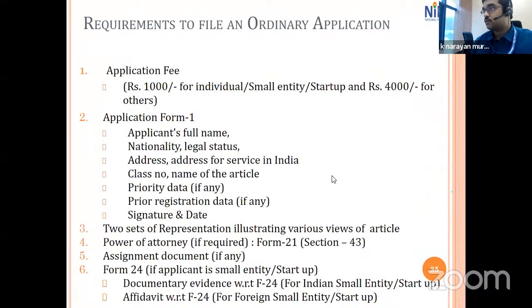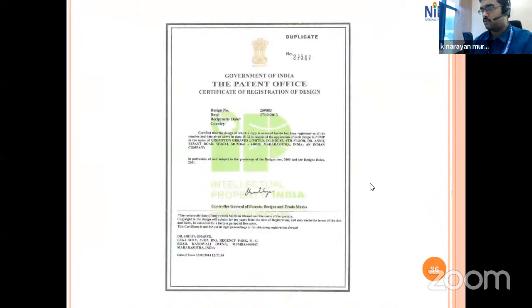In patent, I must have told this, there are 3 forms: Form 1, Form 2, and Form 18. In design, you need to file 3 forms: Form 1, Form 21, and Form 24. So these 3 forms you need to file. I'm telling you about Form 24 because you have a startup. For a startup, you need to file Form 24. Similarly, for applying for a patent where you want fee concession as a startup, you need to file Form 28.